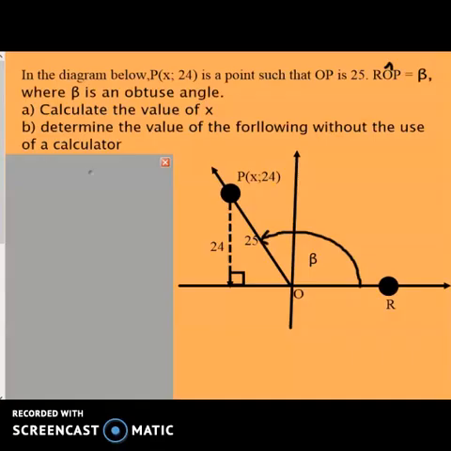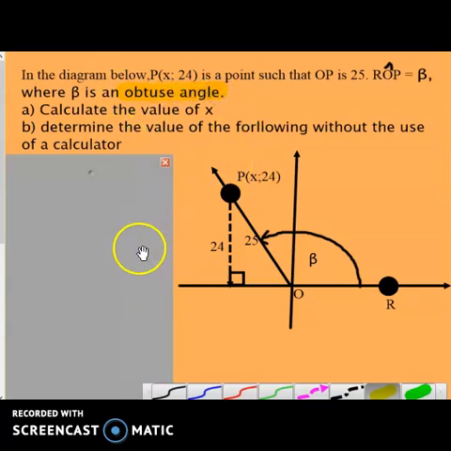Our question that we are given here is in the diagram below. P with the coordinates x and 24 is a point such that OP is 25. Angle ROP is beta, where beta is an obtuse angle, and that part I would like to highlight because this is going to be mind-blowing. They say to me, calculate the value of x. And then they ask, determine the values of the following without the use of a calculator.